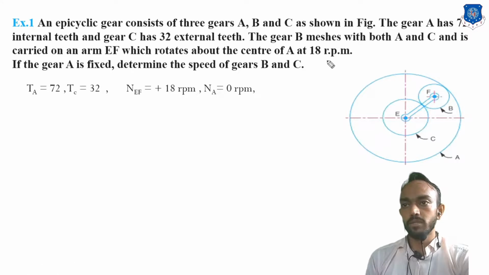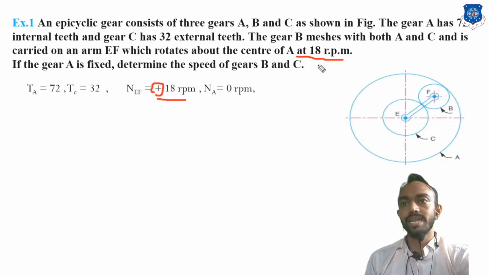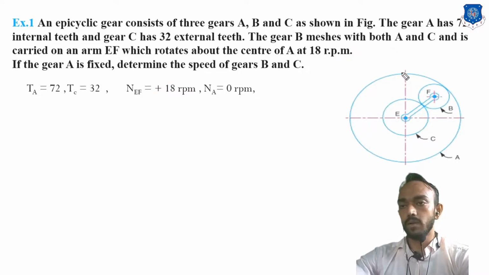One more thing: I have taken the 18 RPM as plus, because in an example where no description is given as anti-clockwise or clockwise, we can assume it is anti-clockwise and take it as plus. Whenever the direction is not given, we consider it positive, meaning anti-clockwise.